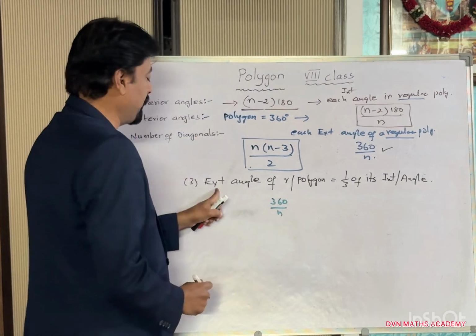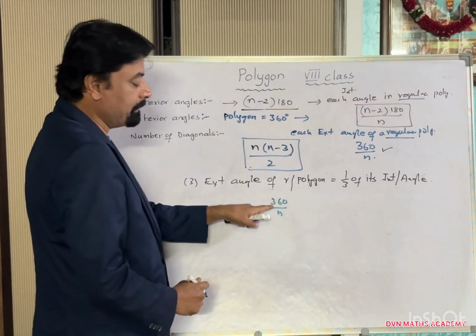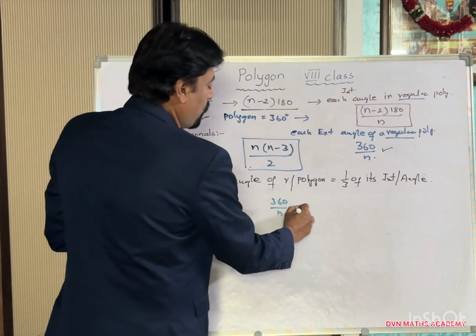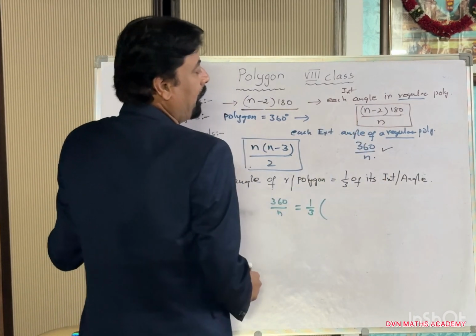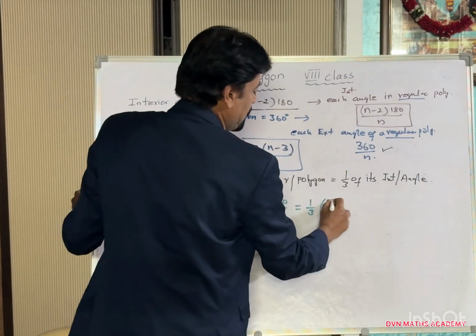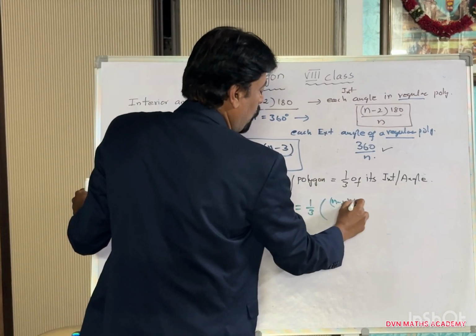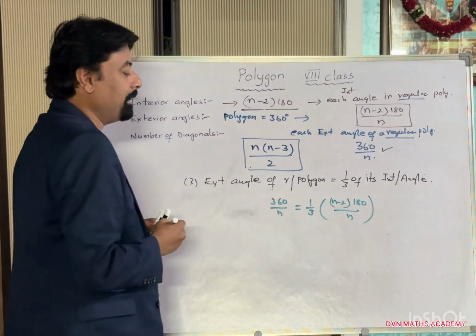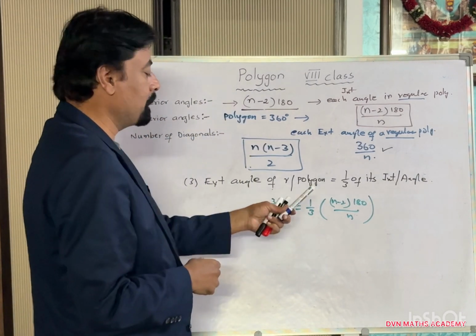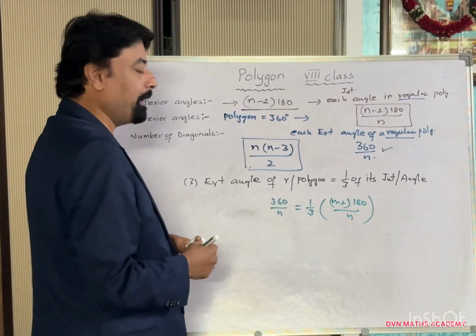So the exterior angle of a regular polygon, 360 by n, is equal to 1/3 of the interior angle. Each interior angle of a regular polygon, you know, is (n minus 2) into 180 by n. So this is the given information. Now you need to solve this question using your algebraic knowledge.